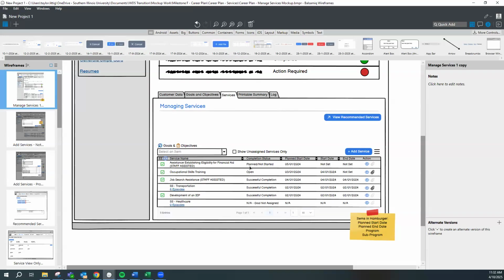So are we thinking for completion status, have it default to all open first? And then successful completion maybe second, and then unsuccessful completion third, and then plan not started fourth, and a goal not assigned fifth? I don't know what anybody else thinks. Or would you want to see planned not started before the completion ones?